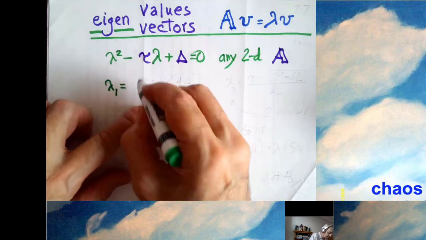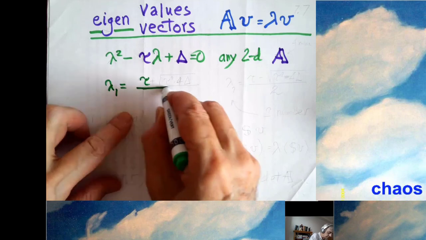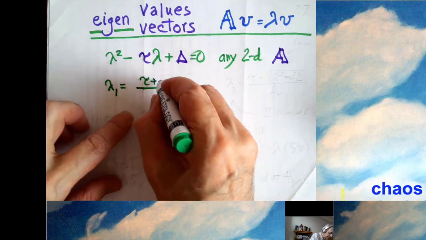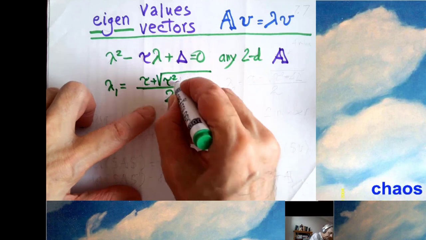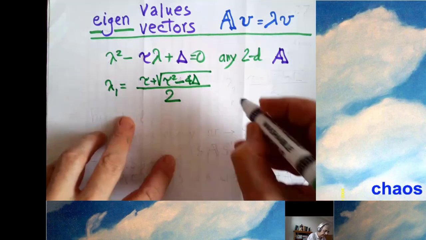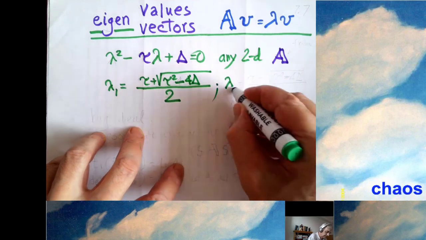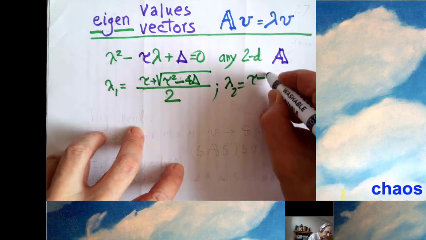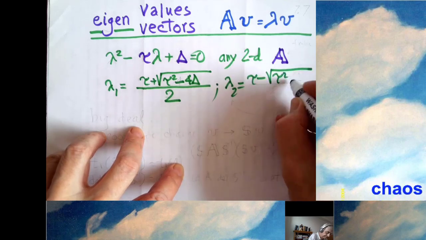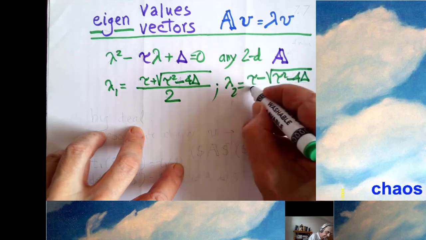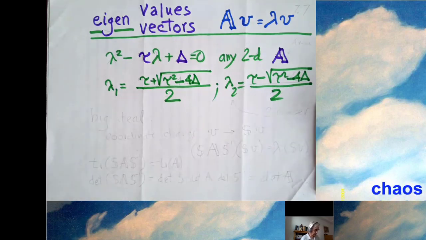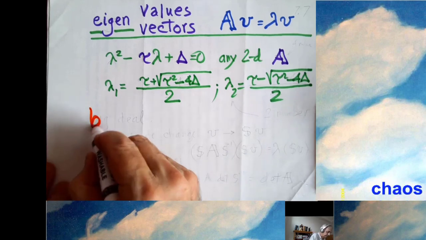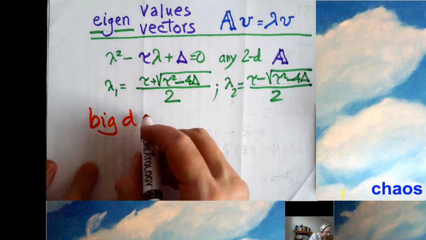And the solution is the usual solution of a quadratic equation. You get this coefficient here divided by two, and then you have to square it and take minus four times the determinant. And the other root is the same thing, but with minus. Now, okay, that's a quadratic equation. But you know, this is really a big deal. Most important thing that happens today, I think.